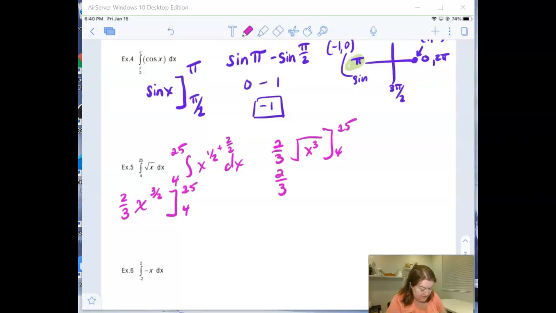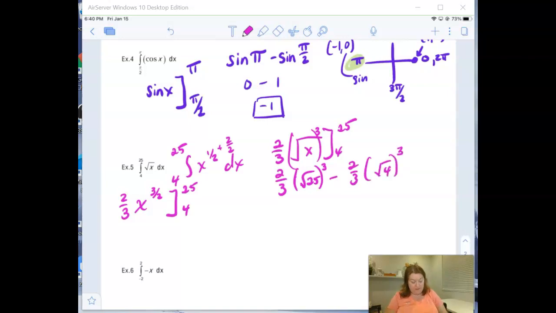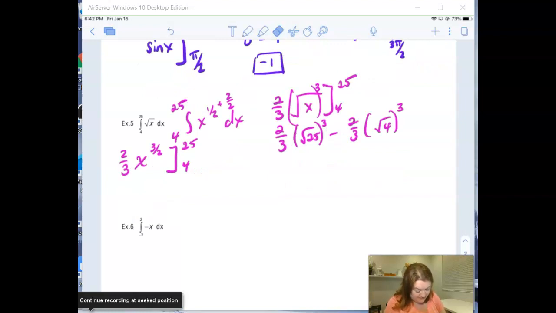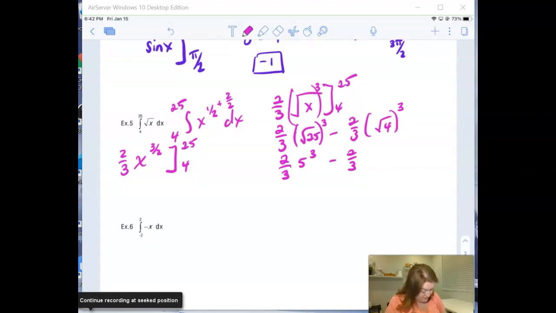Okay, so 2/3 times, ooh, you know what else? I could do the square root first and do the 3 on the outside. That's going to actually be easier for these, isn't it? So I'm going to do this instead. Take the whole square root first and then cube it. So this is going to be square root of 25 and then cubed, and then minus 2/3, and then the square root of 4 cubed. Okay. All right, so picking up from here, we've still got the 2/3 in front. And now the square root of 25 is a 5 to the 3rd power. And over here, we have square root of 4 is 2 to the 3rd power.